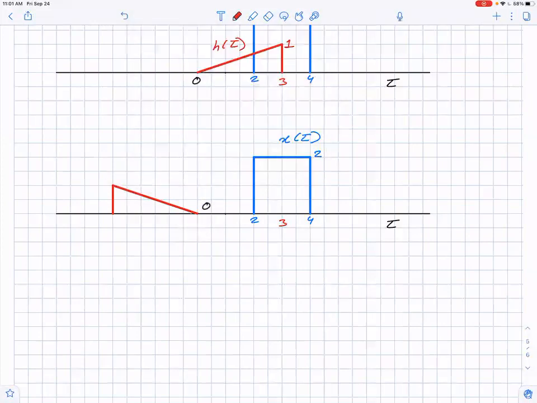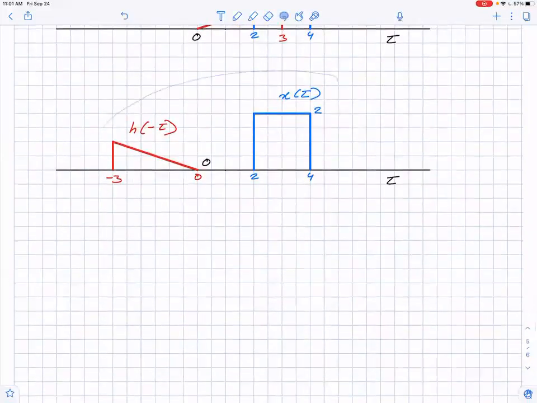So this point is -3, and the other point is 0. So this is h of minus tau. So those are the first two steps in convolution. We replace t by tau and we apply time reversal to h of tau. And then the third step is apply a shift of t to h of negative tau.